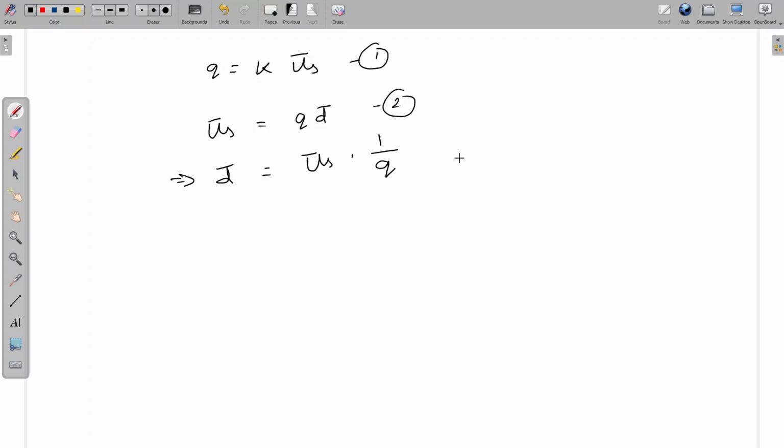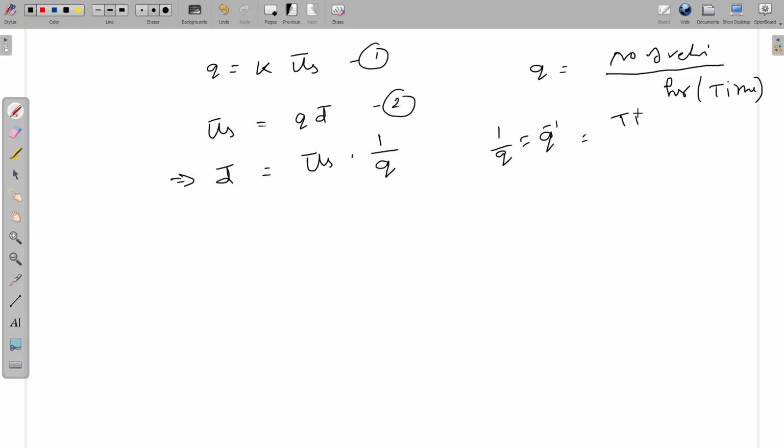So what is flow? Flow is equal to number of vehicles over time. Let us say time is the hour, or even you can write it as time; hour means time. So Q inverse, or 1 upon Q, will be equal to total time or duration over number of vehicles.